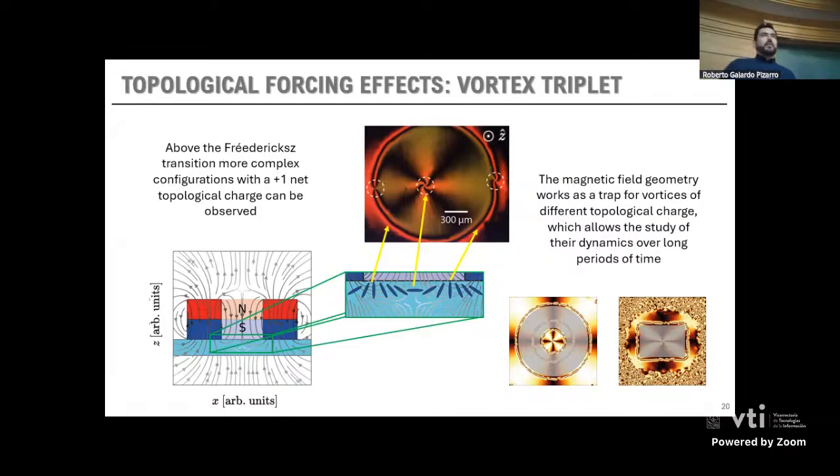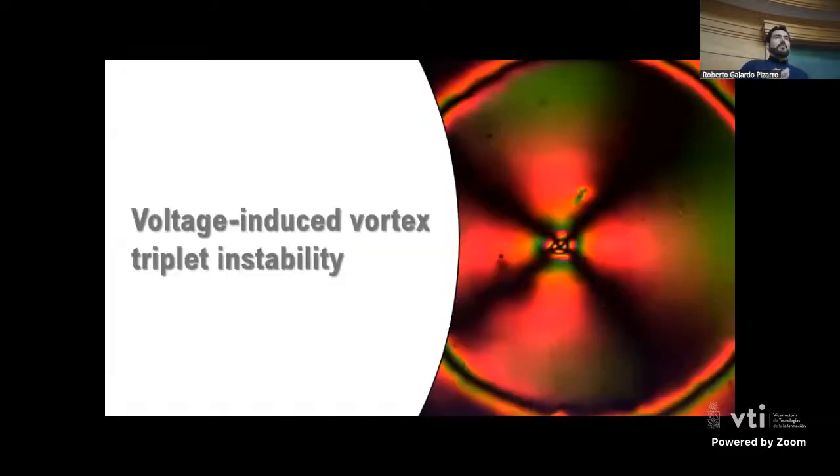Okay, and now that we have this evidence of the trapped vortex by the topological forcing in the system, we can start to indicate what kind of system or what kind of transitions we can have for this trapped vortex. In particular, first of all, I want to talk about the voltage-induced vortex triplet instability in this system.